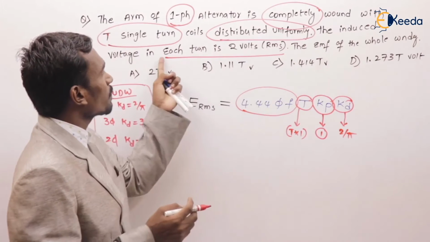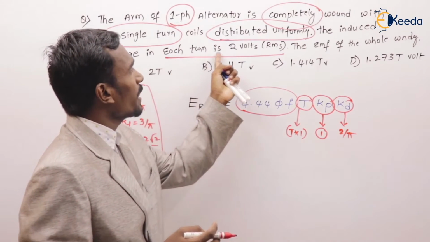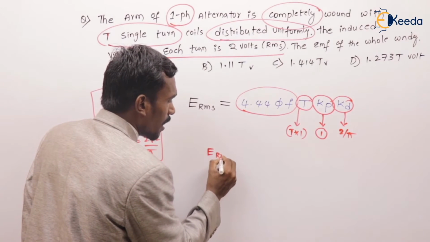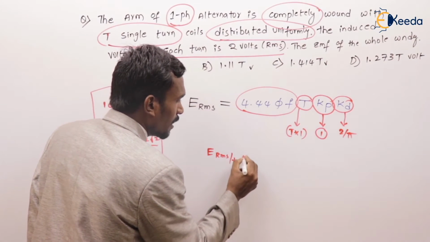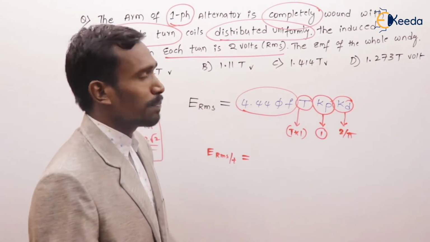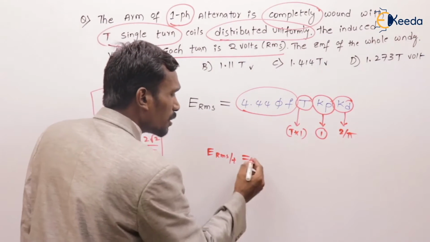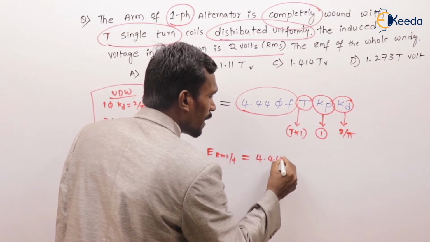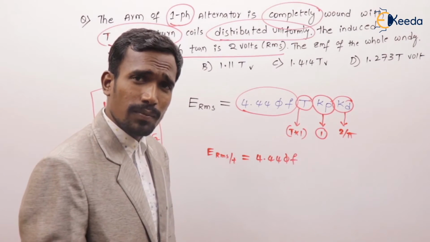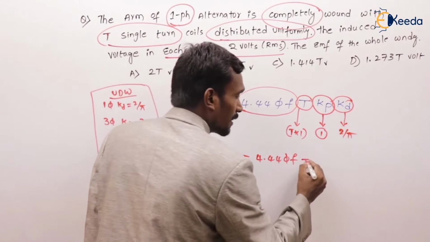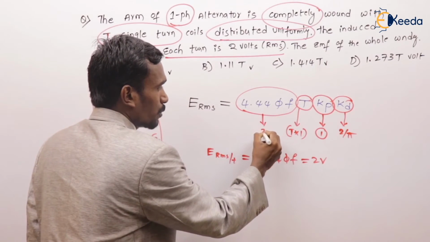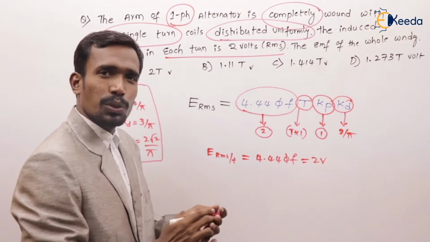But they have given the voltage in each turn. Voltage in each turn is nothing but ERMS per turn. They have given ERMS per turn. What is the value of ERMS per turn? 4.44 into phi into f is ERMS per turn. ERMS per turn, they have given 2 volts. So its value is 2.